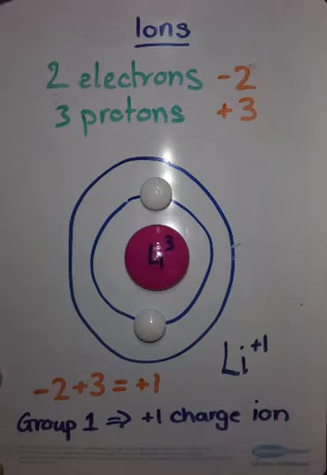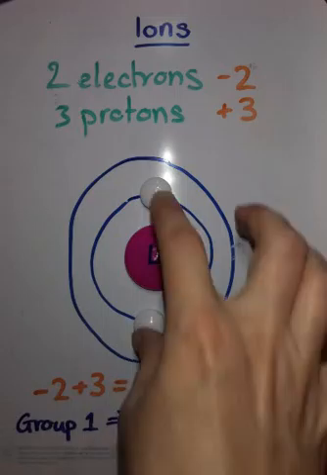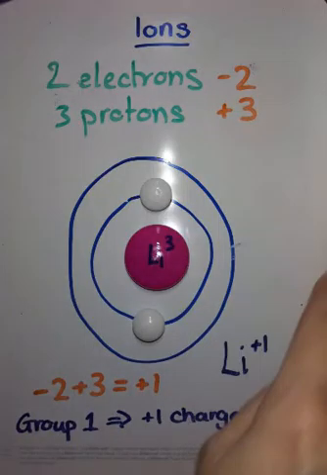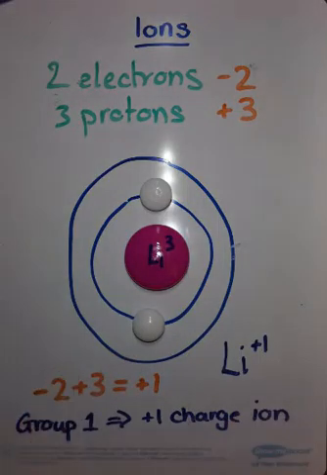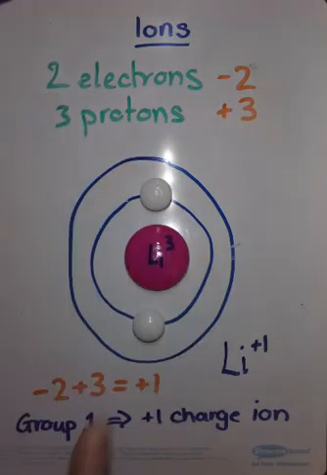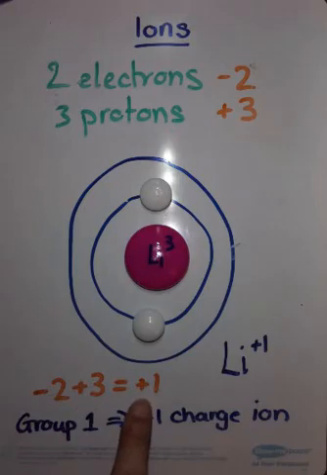Okay. So if we looked at sodium, which has got 11 electrons, we would have 2 in this shell, 8 in this shell, and we'd have that extra 1 on the 3rd shell. It would still try and lose 1. Okay, so this time we would have 11 protons and 10 electrons, but if we do -10 plus 11, we still get +1, so it would be Na+ in group 1, so it's a +1 charge.